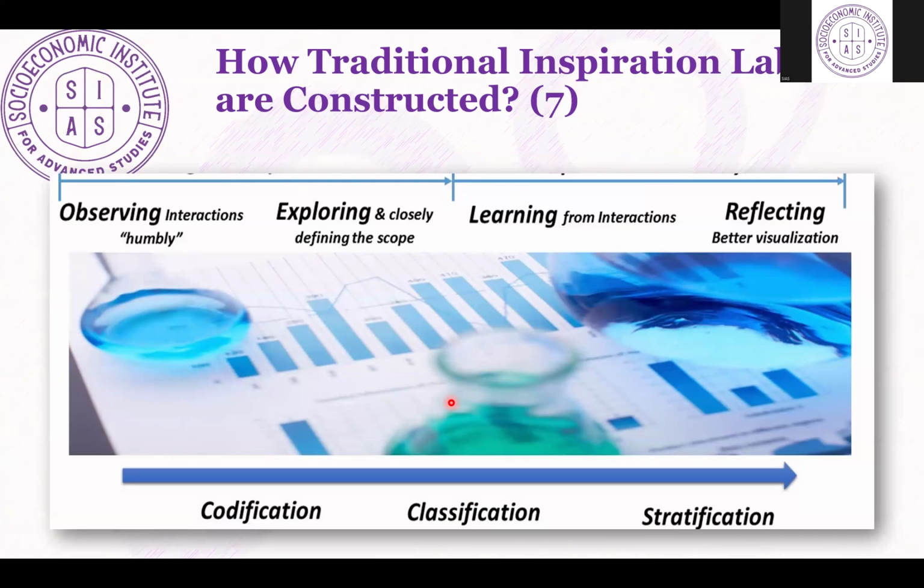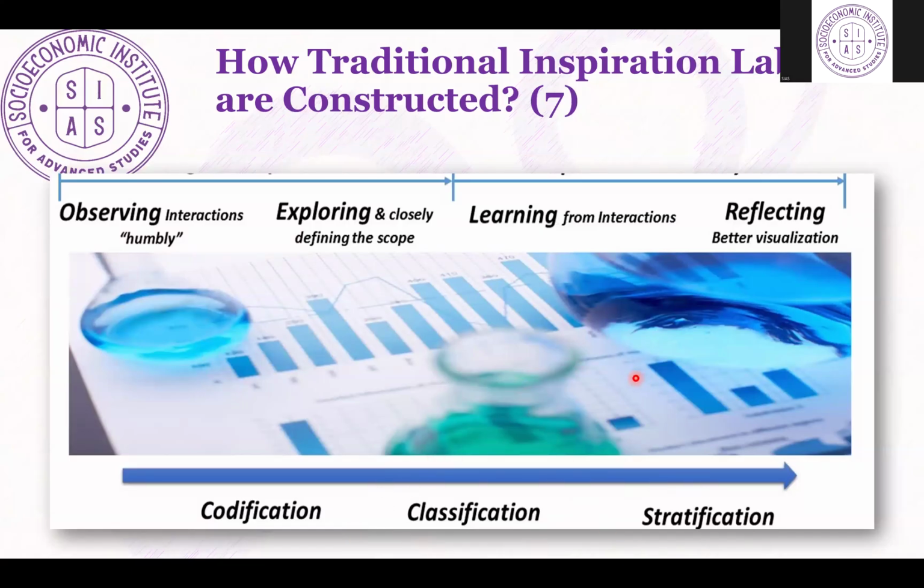In summary, the Inspiration Lab and Resilience Lab is about observing interaction humbly, then exploring, then exploiting. When we observe, we explore. When we explore, we exploit. When we exploit, we learn. And from this learning, we start to reflect and bring better results. This will help us to bring what we call codification, classification, stratification, which means that we will be able to bring people from an awareness stage to realize the stage step by step through absorption.